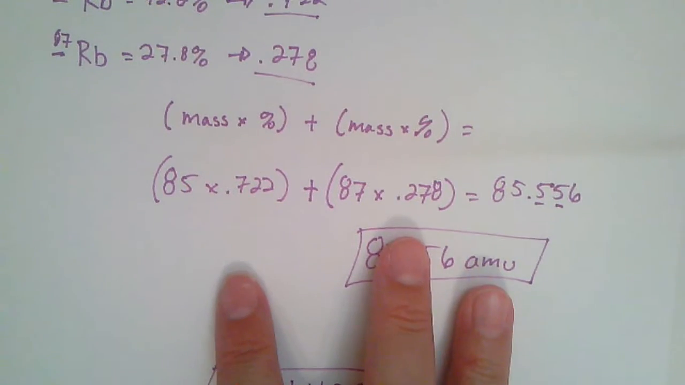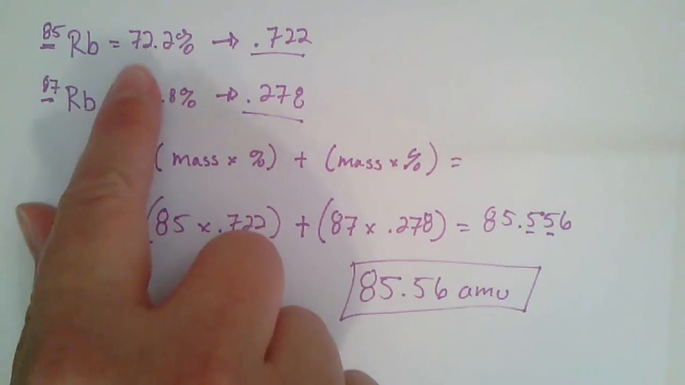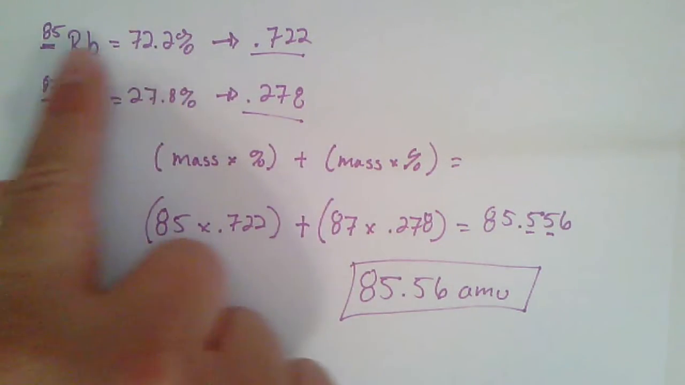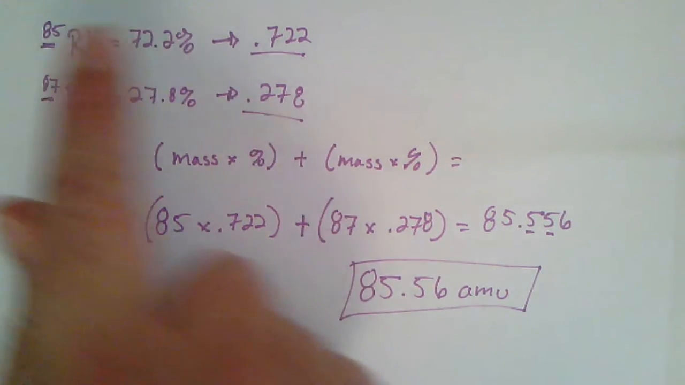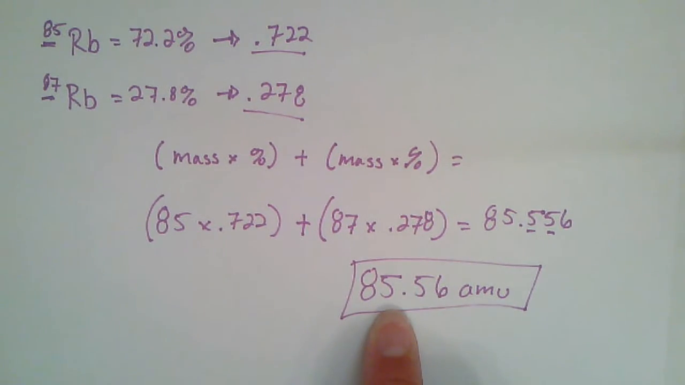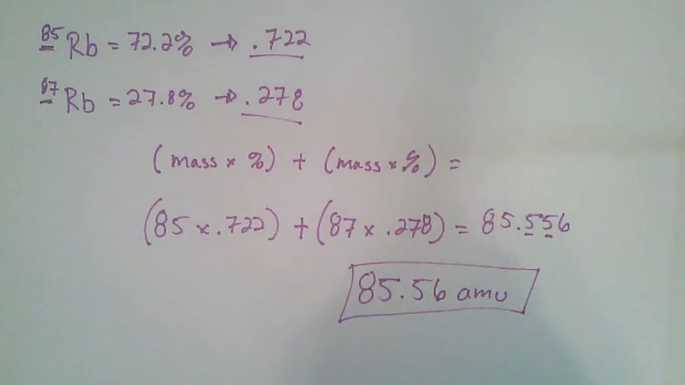You can do the same thing with the one that we just did, the rubidium, right? And that 72.2% was the largest one, and it's rubidium 85. So my answer should be closest to rubidium 85, which it is, right? So it's just a quick way to check your work in case you feel like you might have done something incorrect.